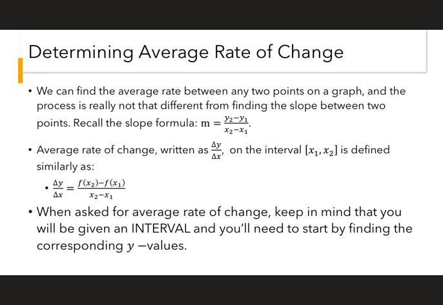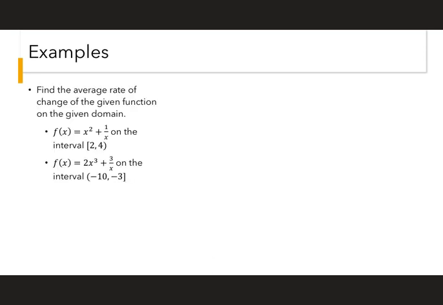Okay, so we'll start with average rate of change. Average rate of change is very similar to the slope formula. The only difference is with average rate of change, you are going to have to find your y values yourself. It's going to give you an interval of x values, and your job is to create a set of points and then use those points to come up with an average rate of change. But if you remember the slope formula, you'll be okay. It's a very similar formula. Okay. So find the average rate of change of the given functions on the given interval.